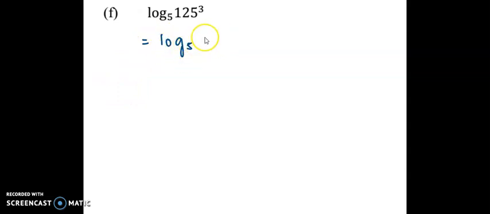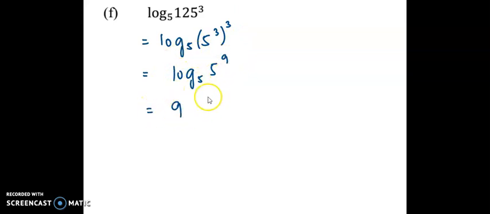125 can be converted into 5 power of 3. So originally we have a power of 3, so the 5 power of 3 needs to be powered by another 3, and now you can apply the rules of indices. Just combine the powers by multiplying each other, that is 9, and now apply the rules of log. Move the 9 to the front, you get 9 multiplied by log 5 to the base of 5, which is equivalent to 1. So 9 multiplied by 1, answer is 9.